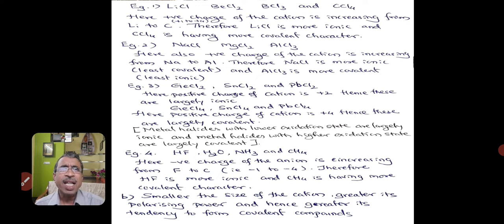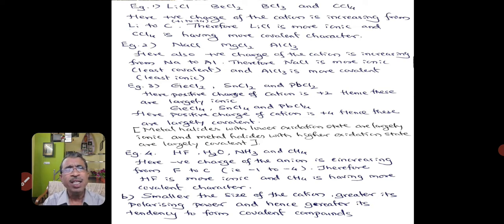Let us take another example, sodium chloride, magnesium chloride and aluminium chloride. Here also positive charge of the cation is increasing from sodium to aluminium. Therefore, sodium chloride is more ionic and aluminium chloride is least ionic. In other words, sodium chloride is least covalent and aluminium chloride is more covalent in nature.